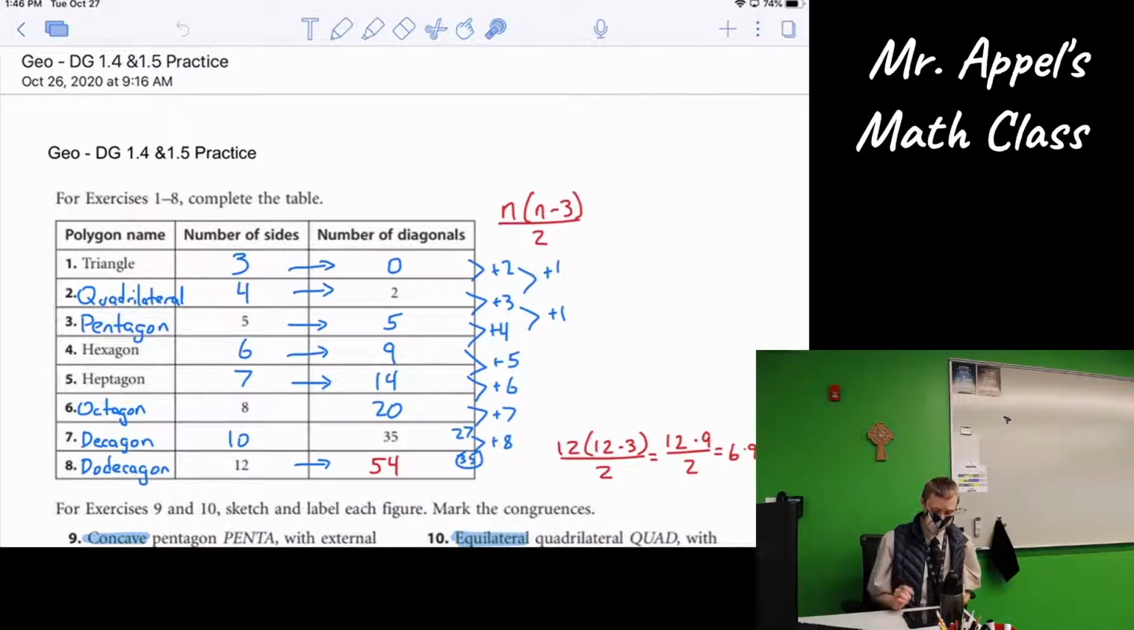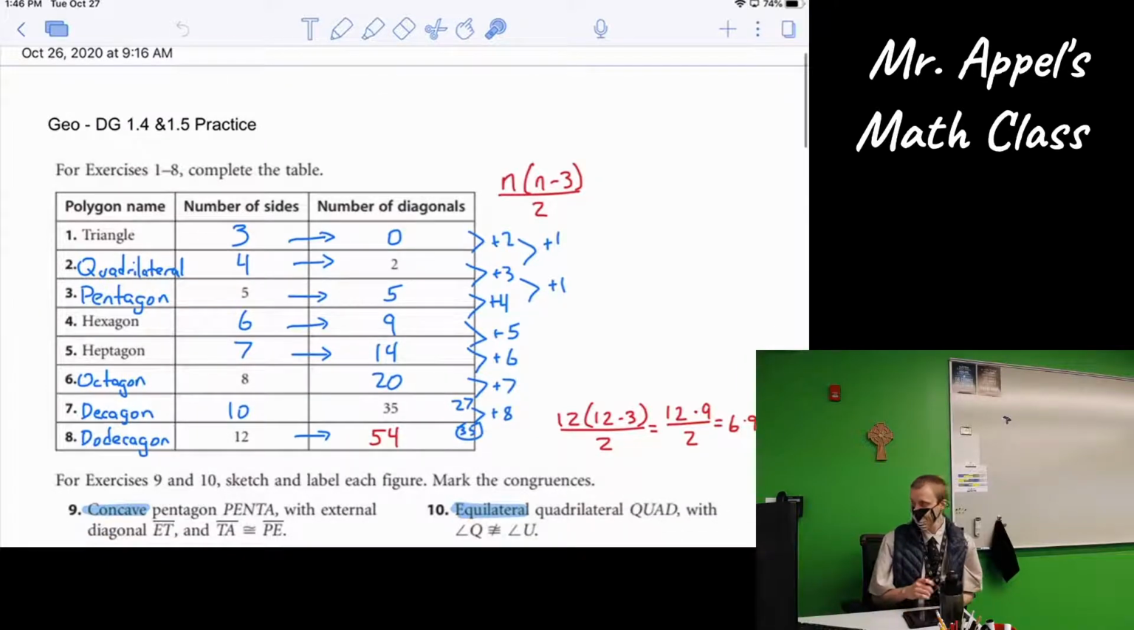I believe we last left off with the diagonals for the dodecagon unfilled in, so that's 54. Dodecagon. Yes. And so if you went the extra mile to find the formula for number of diagonals in any polygon, that would be this guy up here in the corner, n times n minus 3 all over 2.